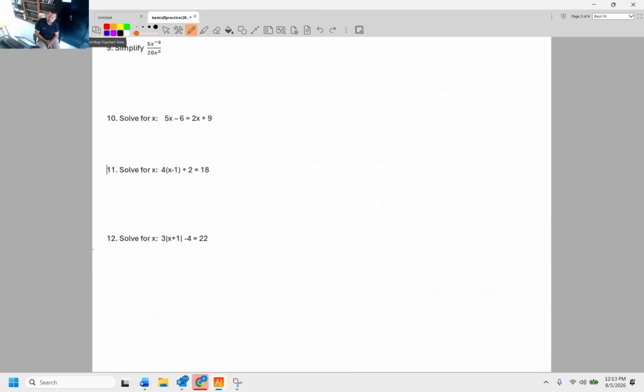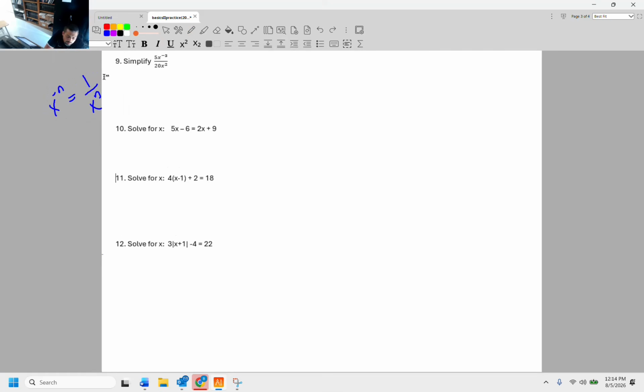All right, simplify. 5x to the -3rd over 20x squared. So there's a rule out there. It says x to the -a, actually I use the letter n, textbooks use a, is 1 over x to the n. That is a rule of exponents, and you did learn that rule in Algebra 1. I know you learned that rule in Algebra 1 because I have walked by when Miss Garner was teaching that rule in Algebra 1. Now, here's what it says.